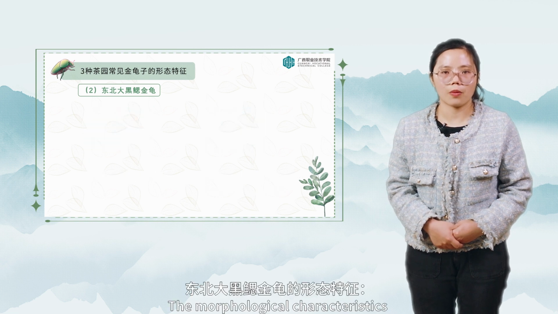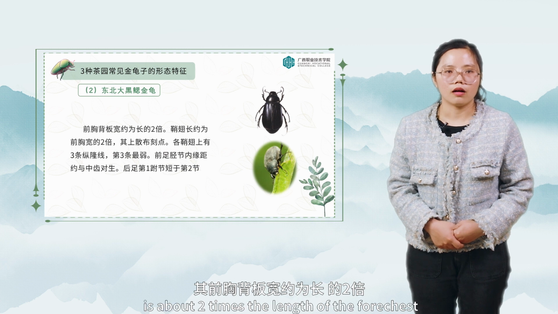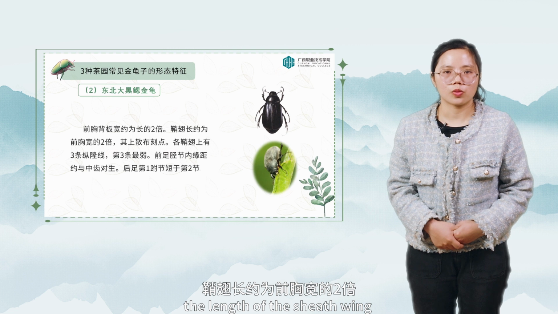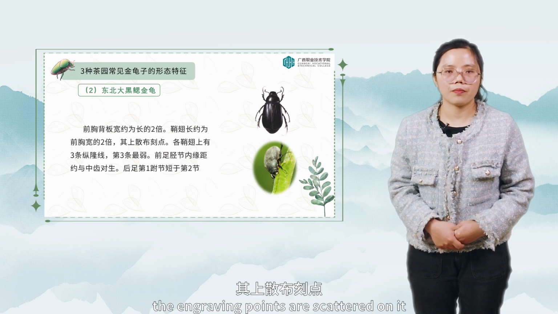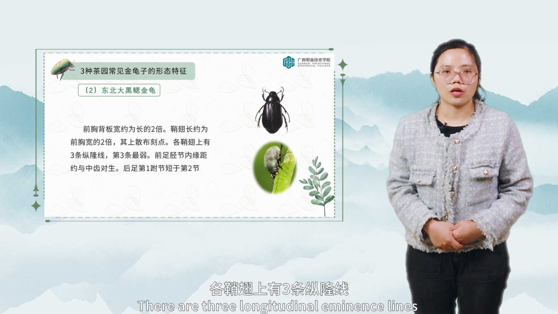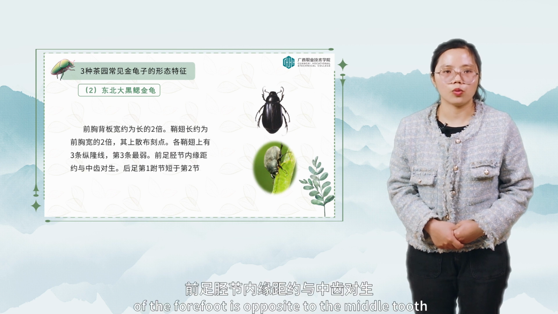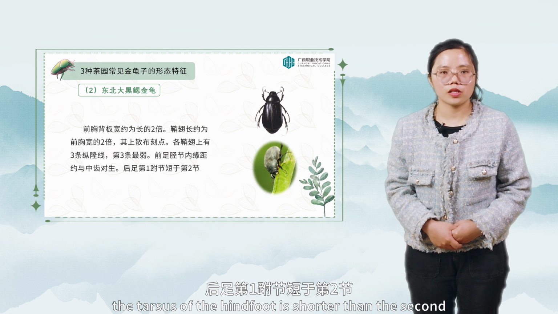The morphological characteristics of Holotrichia oblita Faldermann: the width of the forechest dorsal plate is about 2 times the length of the forechest. The length of the sheath wing is about 2 times the width of the forechest. The engraved points are scattered on it. There are 3 longitudinal eminence lines on each sheath wing. The third is the weakest. The inner edge of the tibia of the forefoot is opposite to the middle tooth. The tarsus of the hindfoot is shorter than the second.